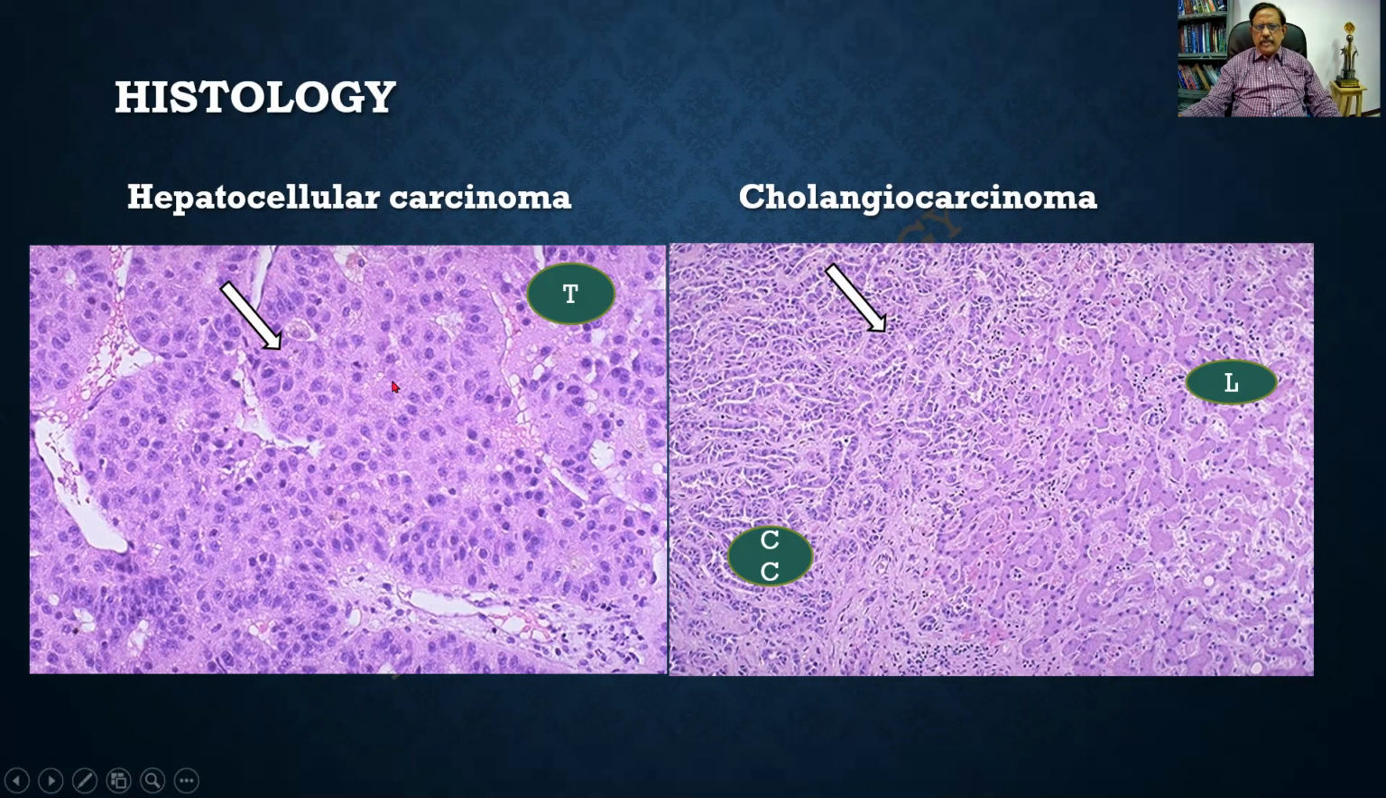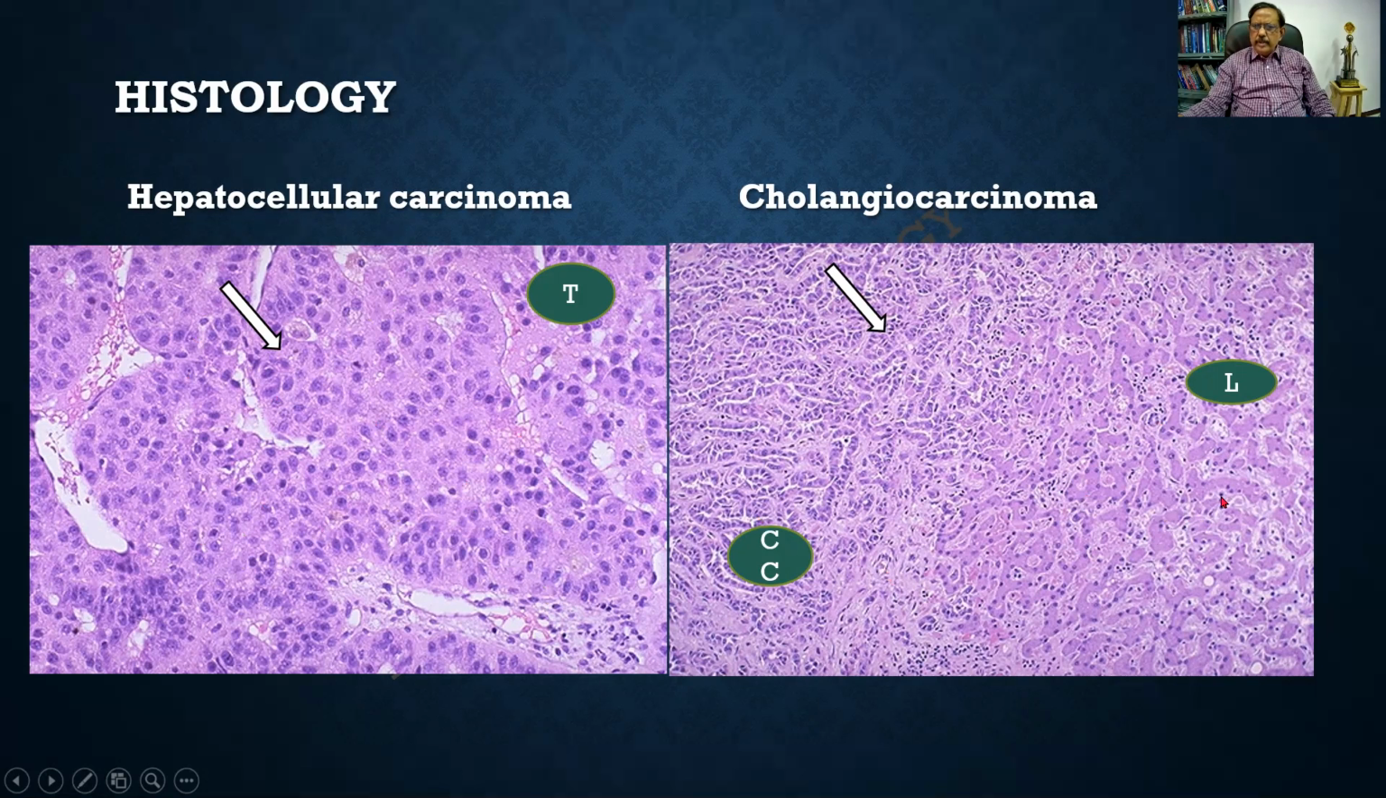A hepatocellular carcinoma is over here. Look at the broad trabeculae. Not just 4 or 5, I find that several cells are there, and they are arranged in cords and which are anastomosing. It is a trabecular form of hepatocellular carcinoma.